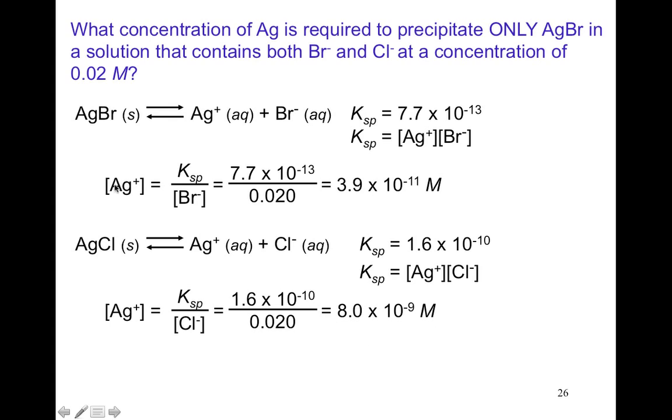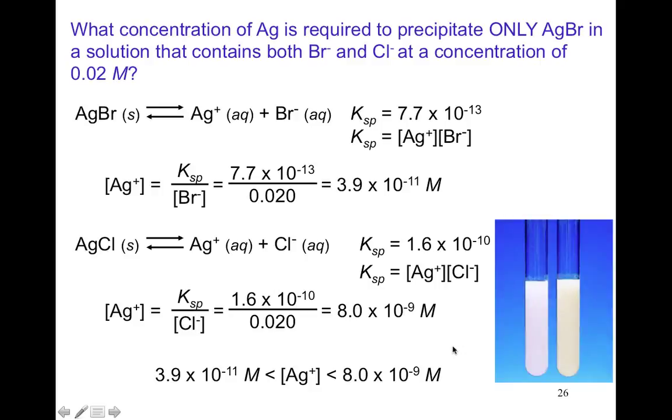So we want to precipitate silver bromide, not silver chloride. And thankfully, silver bromide requires a smaller number. So if we put less silver in, we get silver bromide. If we put more silver in, we get silver chloride. So our silver concentration would need to be greater than 3.9 times 10 to the negative 11, which is the lowest amount we could have to still precipitate silver bromide. But it would need to be less than 8.0 times 10 to the negative 9, because then we would start to precipitate silver chloride. So that's how you can answer a question like that.